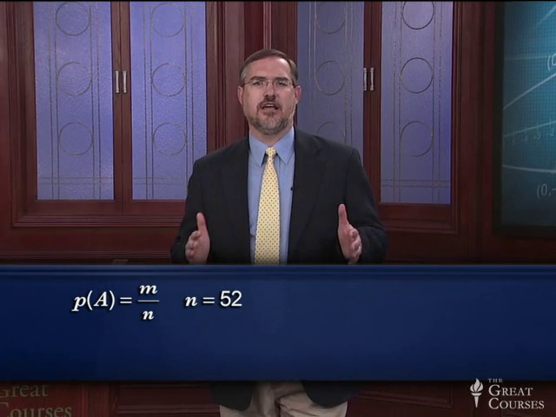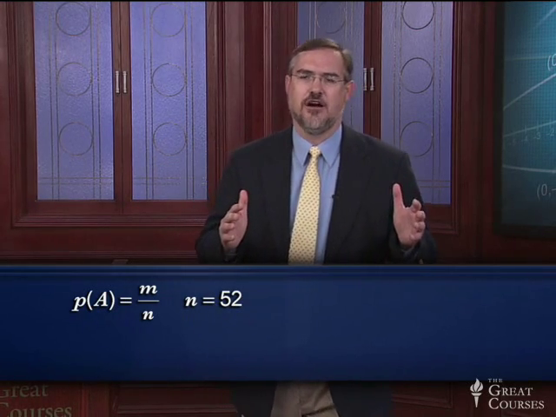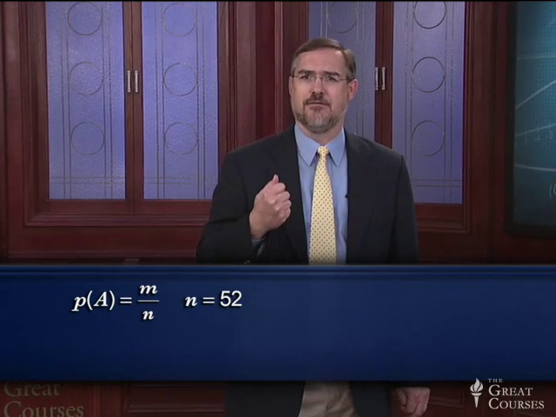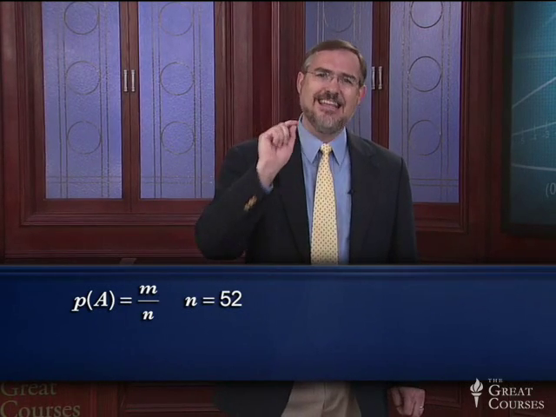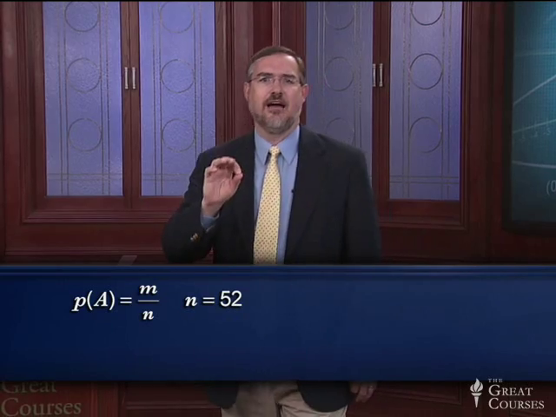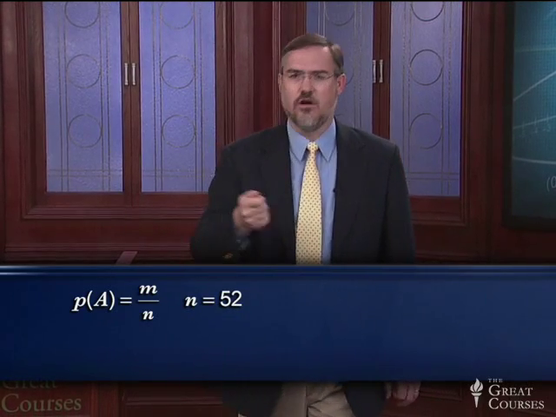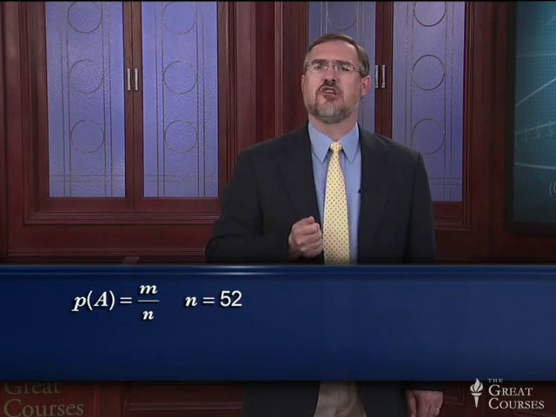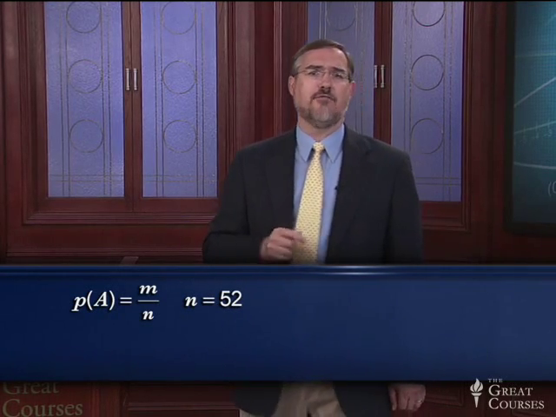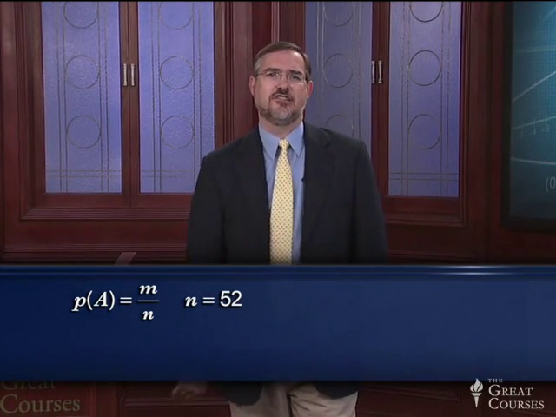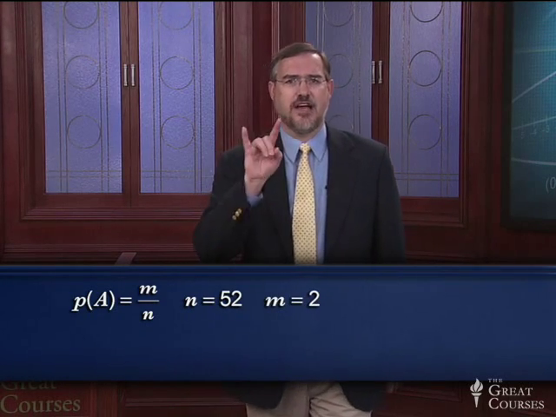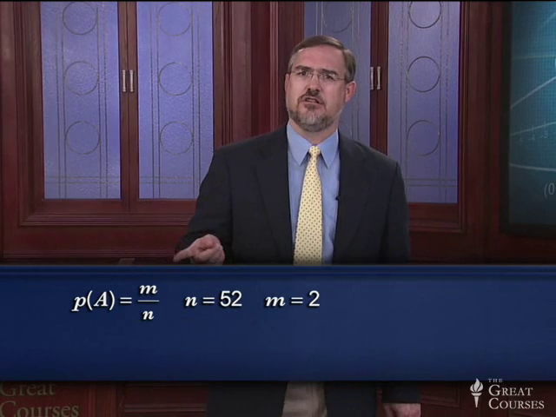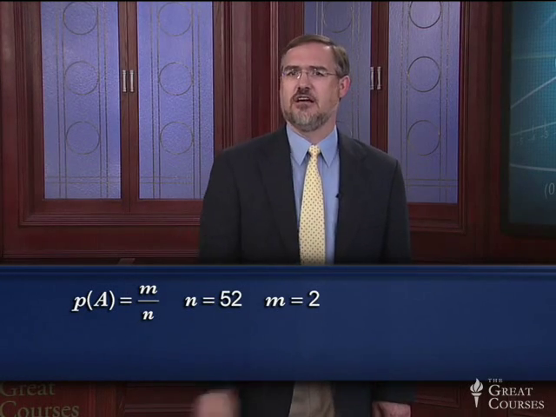Now you're ready to think about the desired outcomes. In other words, the actual events that you want to really have happen in this case. And in this case, you want to have a red king be one of the cards that you pull out, or be the card that you pull out. So how many ways could you have a red king in this deck? Well, the answer is there are exactly 2 red kings in the deck. One is the king of hearts, and the other is the king of diamonds.